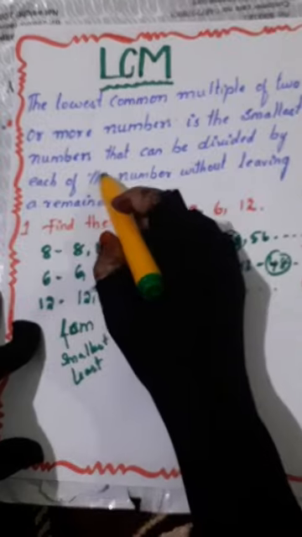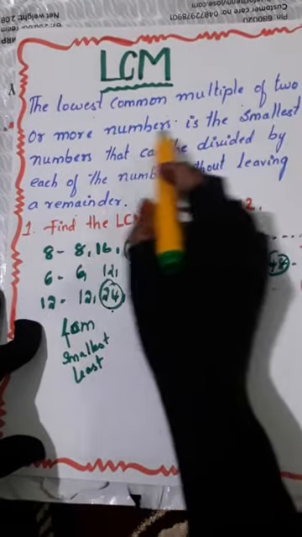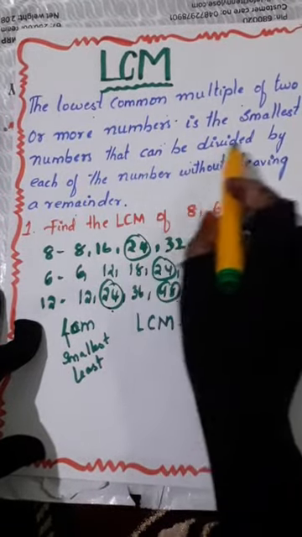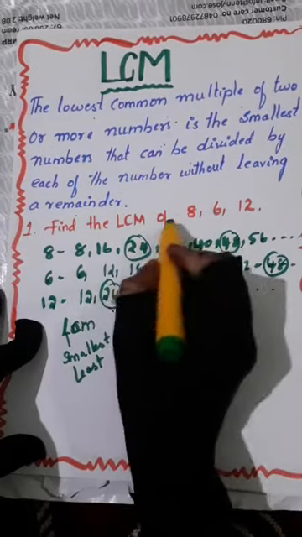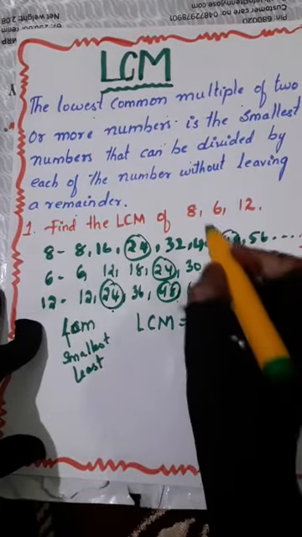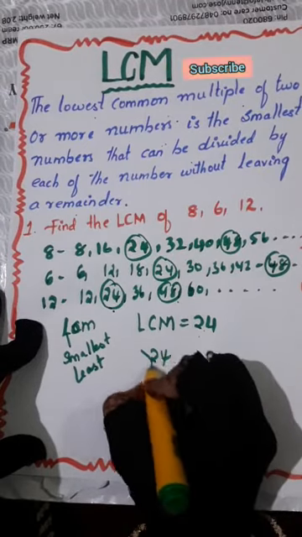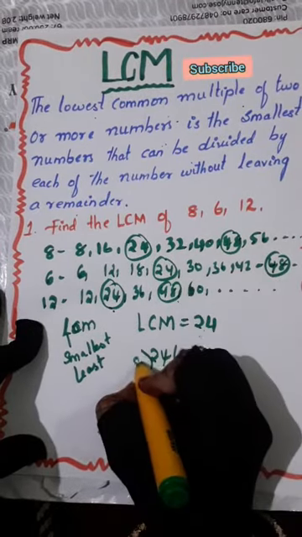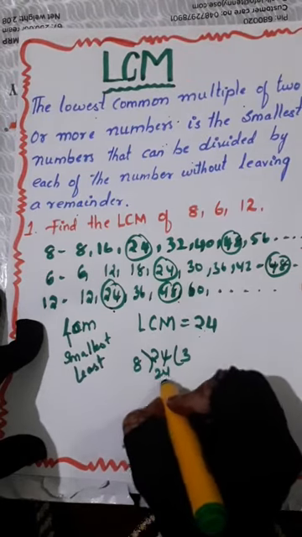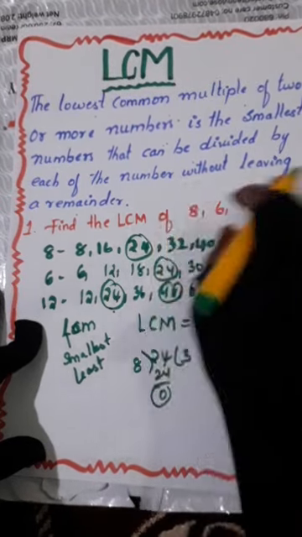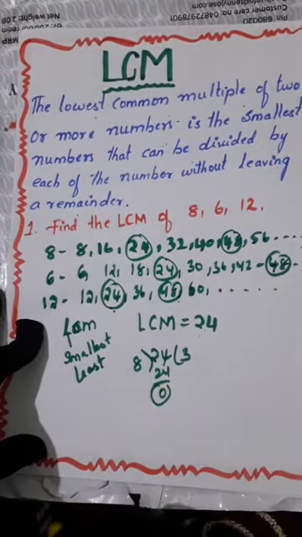So our definition is: the lowest common multiple of two or more numbers is the smallest number that can be divided by each of the numbers. See here, 24 is divisible by each number. For 8, 8 threes are 24, so you get it without leaving a remainder; the remainder is 0.